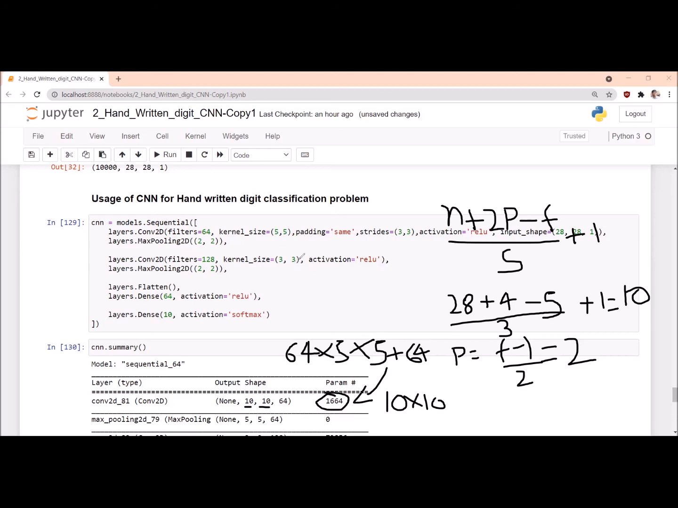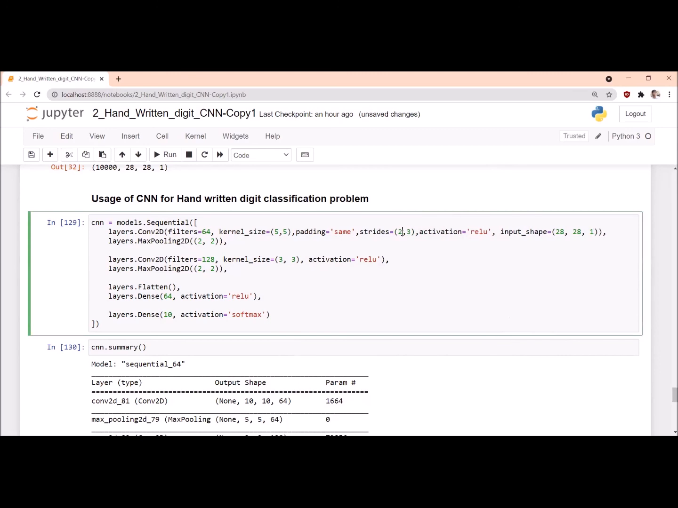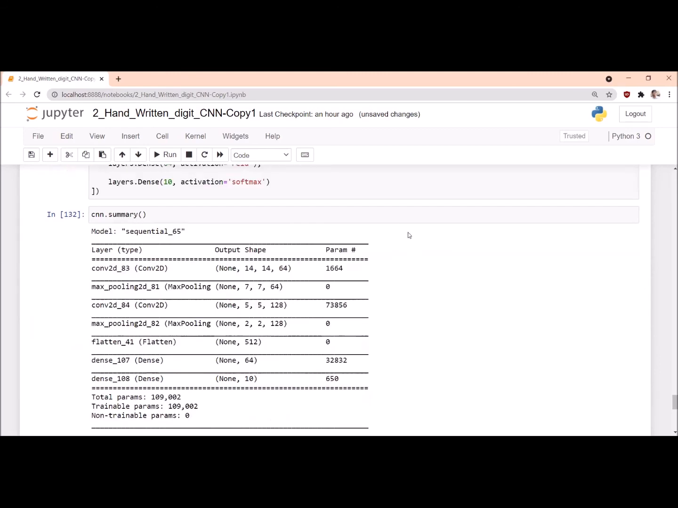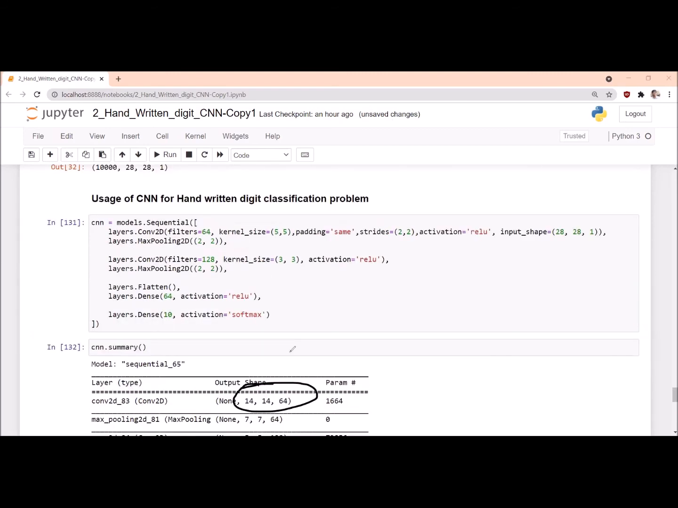Now instead of considering stride 3, we will consider stride 2. So when we consider stride 2 here, 28 plus 4, 32, 32 minus 5, 27 by 2, 13, 13 plus 1, 14. We should get the value 14 here. We will see that. So when we are taking stride 2, we are getting 14. This is how, when we change the stride and use strided convolution, we observe a reduction in the output matrix size of a feature map.